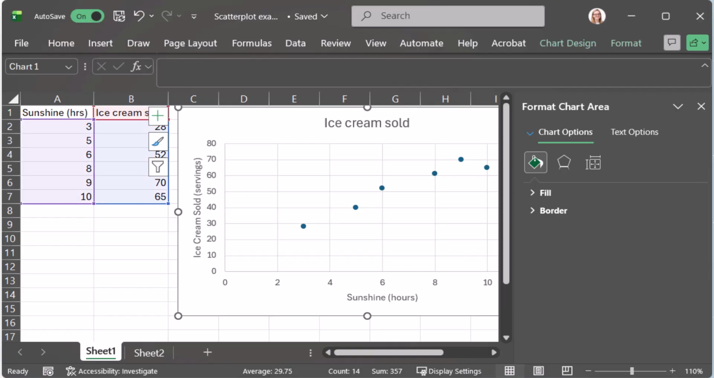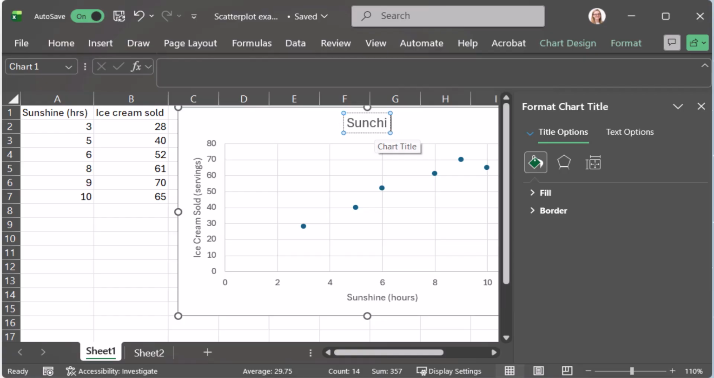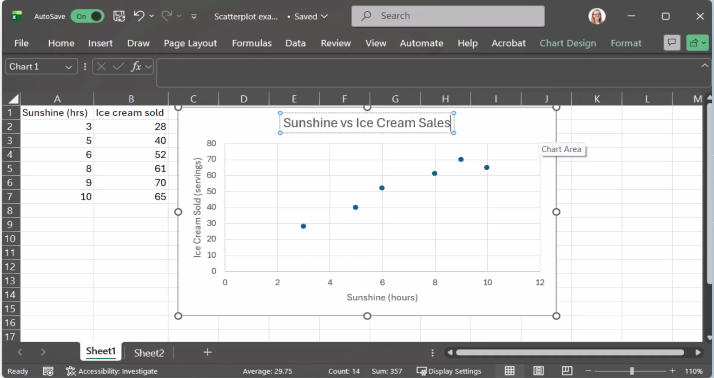Just a guess. And then for the title of the graph, you want to give some explanation of the context. So often this will be something like sunshine versus ice cream sales. And you might also include, like, in Colorado, or if there was some kind of context that the reader would need to know about. So we've got labels to tell us what the data is representing.